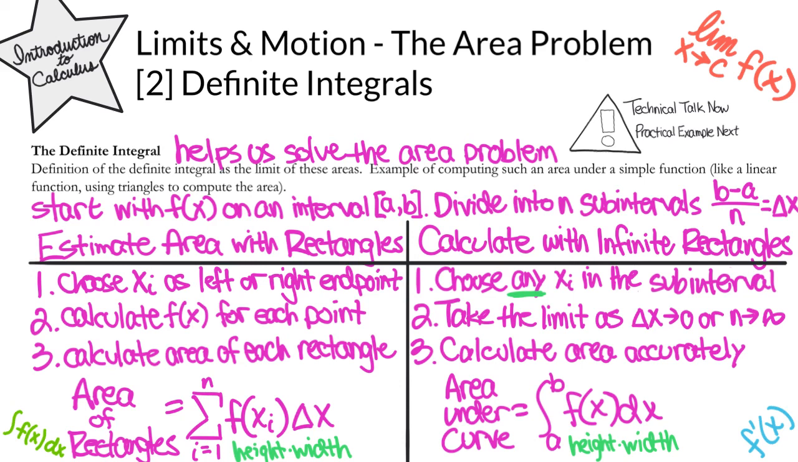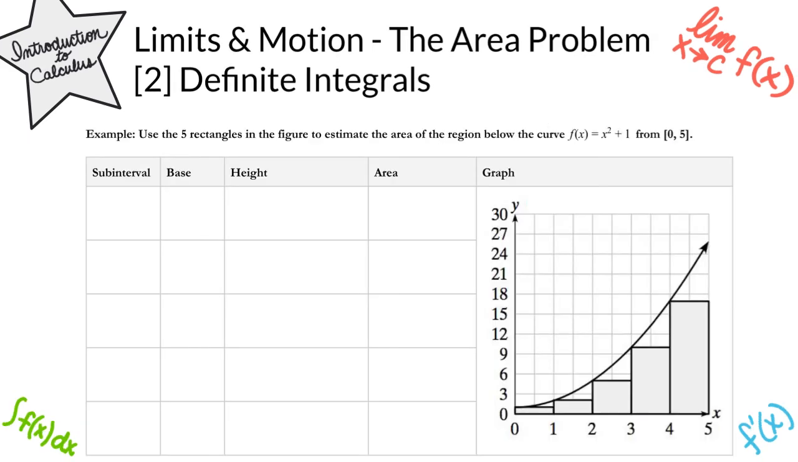So let's do that. When I estimate area with rectangles, I like to create a table like this to help me organize my work. Here's the example. Use the 5 rectangles in the figure to estimate the area of the region below the curve f of x equals x squared plus 1 from 0 to 5.